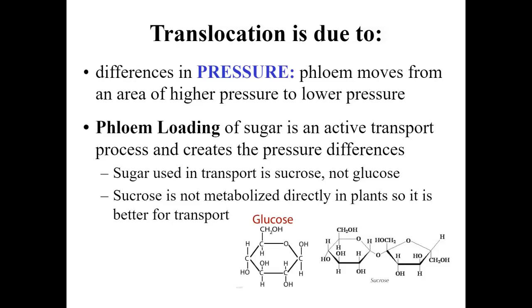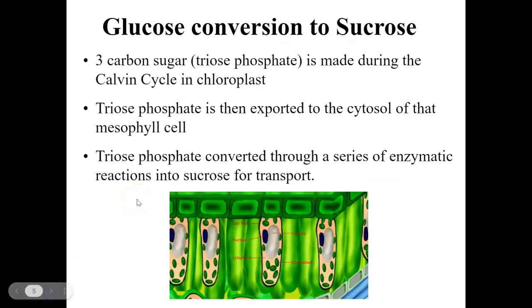So instead, we transport the sugars as a larger sugar molecule, sucrose, that will be able to be used for transport because it's not directly metabolized by the plant. It would have to be broken down into smaller sugars before used in cellular respiration. So sucrose is a better transport molecule compared to glucose. Glucose ultimately does get converted to sucrose.